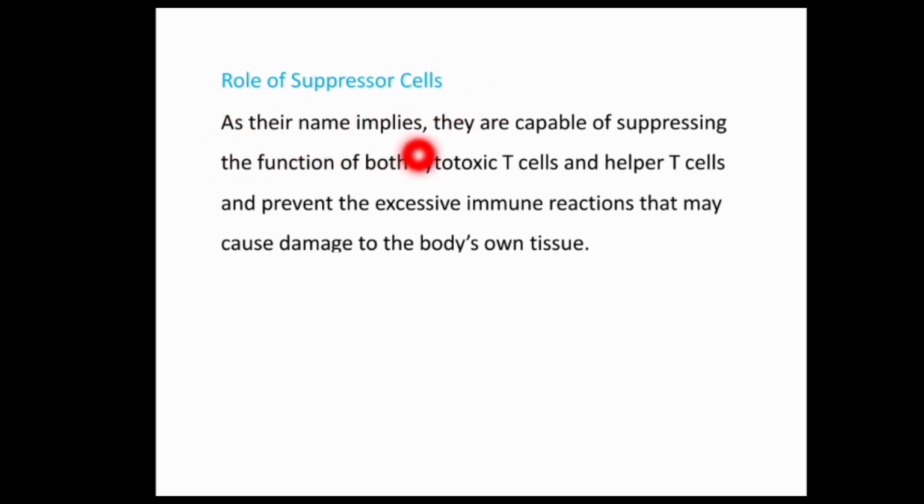And coming to the role of the suppressor cells. As their name implies, they are capable of suppressing the function of both cytotoxic T cells and helper T cells and prevent excessive immune reaction that may cause damage to the body's own tissue. The role of suppressor cells means they suppress both cytotoxic T cells and helper T cells to prevent excessive immune reaction.